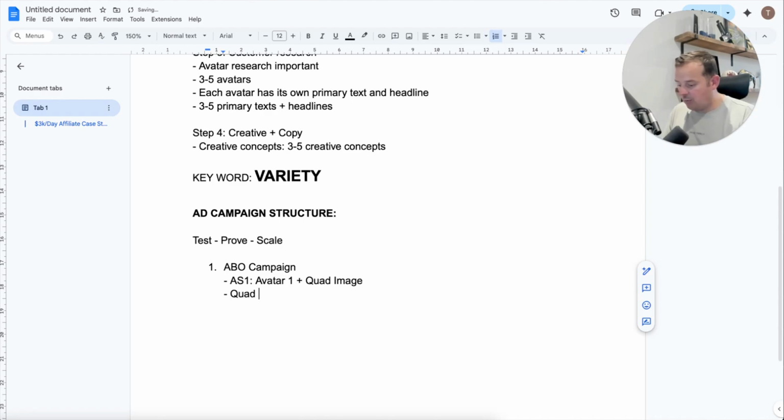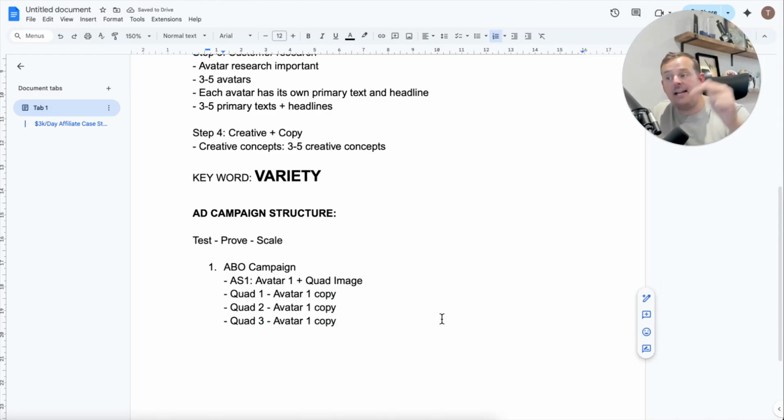So I would have quad 1, quad 2, and quad 3. Okay? 3 different images. Now, they'd all be a quadrant, but they'd be different things, right? So maybe I've got some vapor rub in one, and I'm changing that to apple cider vinegar or to baking soda or whatever, right? What I'm trying to say is I've got 3 variants, 3 different individual images, all of the same concept. They're all a quad image, but they're just slightly different variants, right? They all have avatar 1 copy, okay? Every single one of them has the same copy, the same headline inside of this ad set, right?